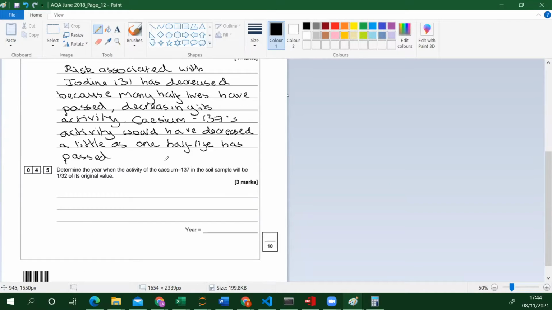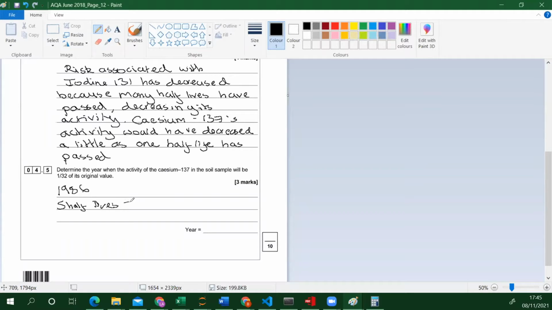Determine the year when the activity of the cesium-137 in the soil sample will be 1/32 of its original value. Okay, so it's going to be a long time, isn't it? So we're going to start from 1986. Then 1986, right, it started. So we're going to have five half-lives. It's got to be easy to know what thing it's going to be. It's just maths, this is.